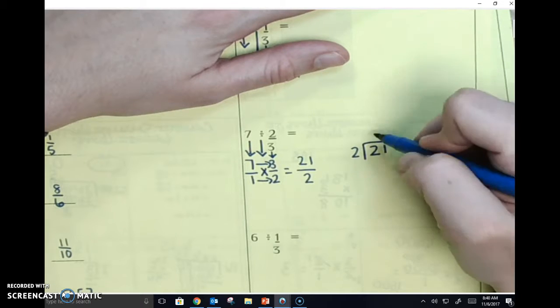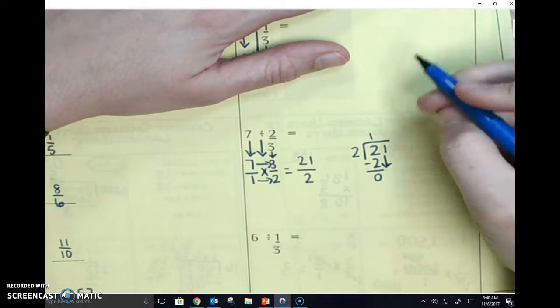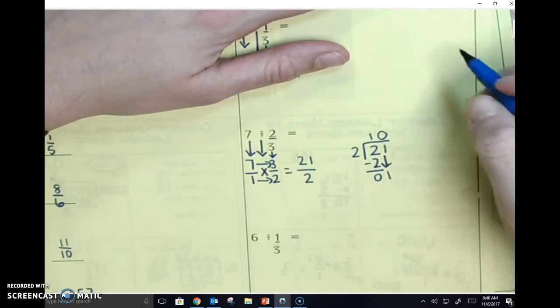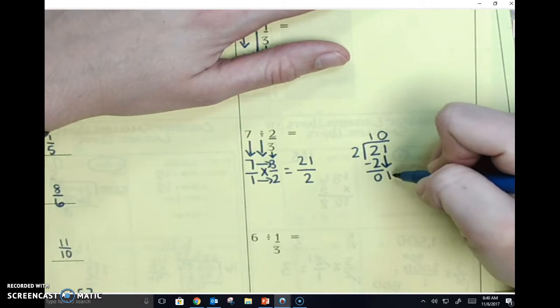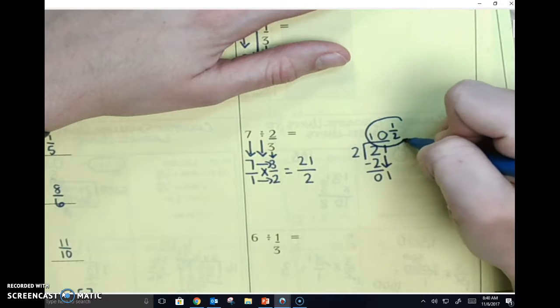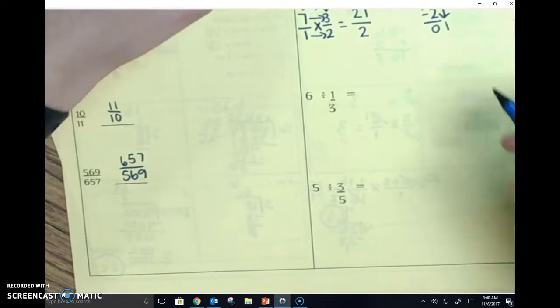2 goes into 2 once. 2 does not go into 1, so we're going to put a 0 up here. So our remainder, our leftover, is 1, so we have 10 1/2 as our answer. Let's move on to the third problem.